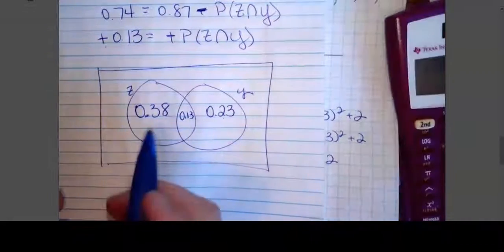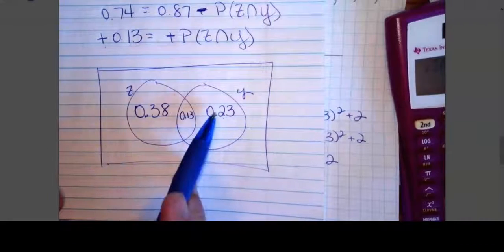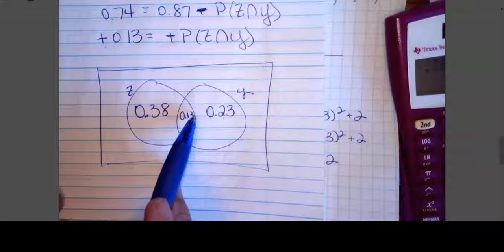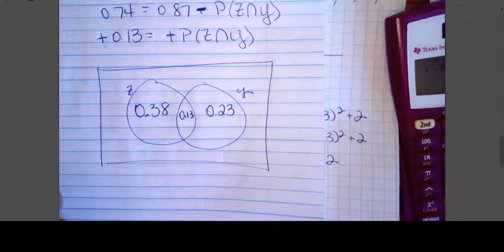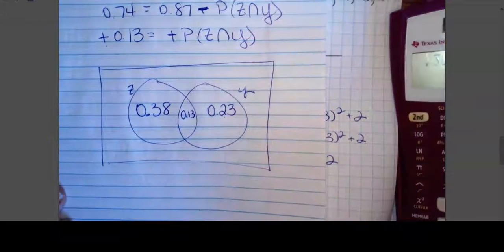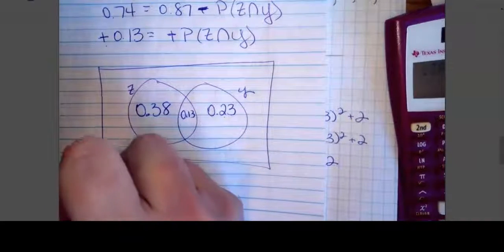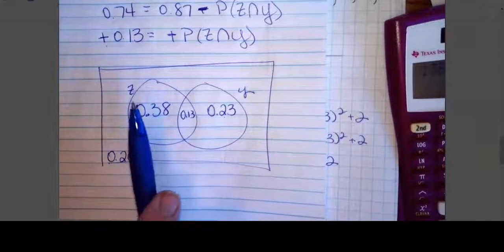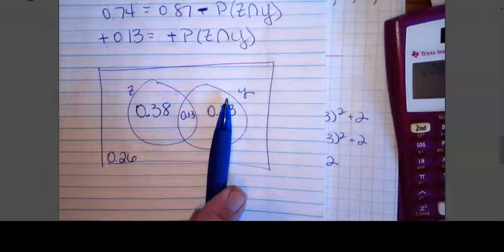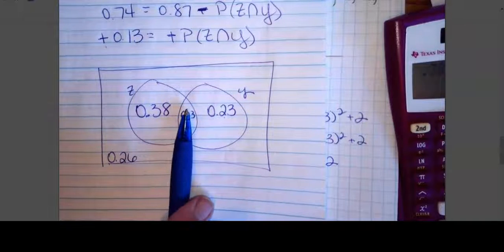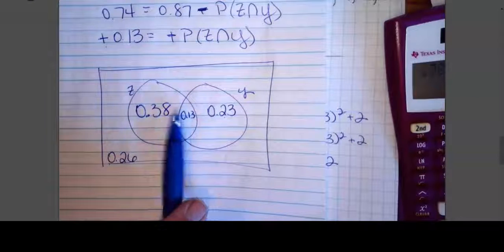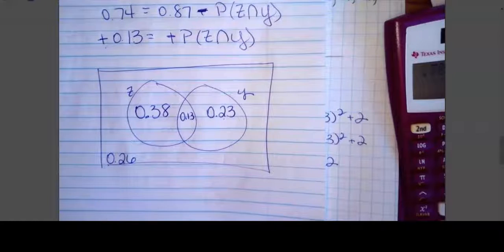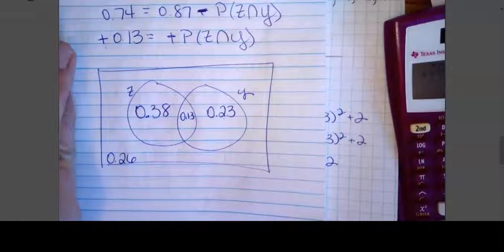Okay, so that means whatever's not in those two bubbles with the overlap needs to be part of the universe, of, oh, that's not going to happen at all. Okay, so that's going to be a 0.26. So the probability of just Z, the probability of just Y, the probability of what they have in common, or their overlap, plus the probability of something else completely and totally happening, all equals 1. Well, now we can go in and we can figure out the rest of these questions.